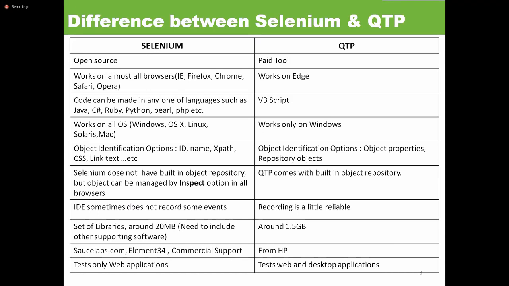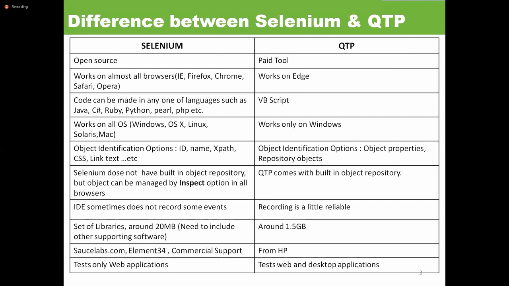But in case of QTP, we need to have object identification. You can mention that it takes care of object identification inbuilt in the tool. As simple as in Selenium, we can take care of object identification. In case of QTP, the tool itself has the built-in option.